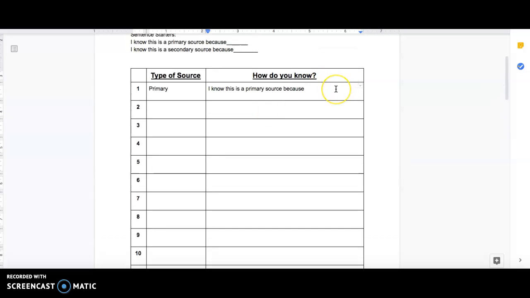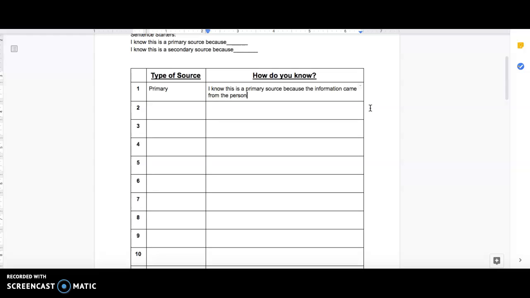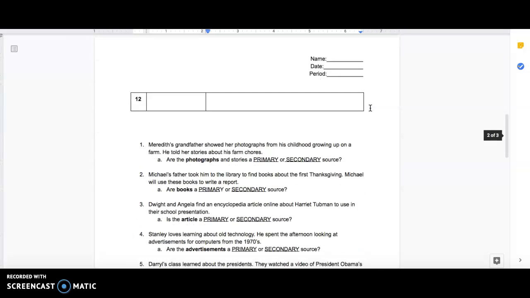So you can come back up here. I know this is a primary source because the information came from the person who experienced the event. And then when you're done with number one, you would go to number two.